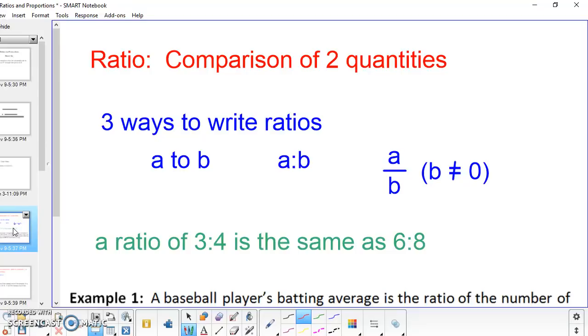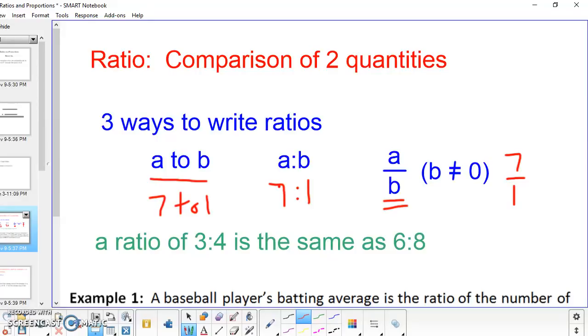So there are three ways to write ratios. You can write ratios as A to B or 7 to 1. You can write them with the colon, 7:1, or you can write them as a fraction, 7 over 1, and it's still a ratio. Obviously, neither of your parts can be 0. You can't divide by 0, so B can't be 0. If you have a ratio to 0, you can't really find equivalent ratios, so that doesn't really work.